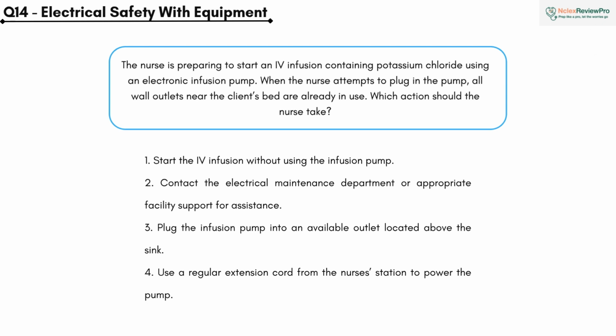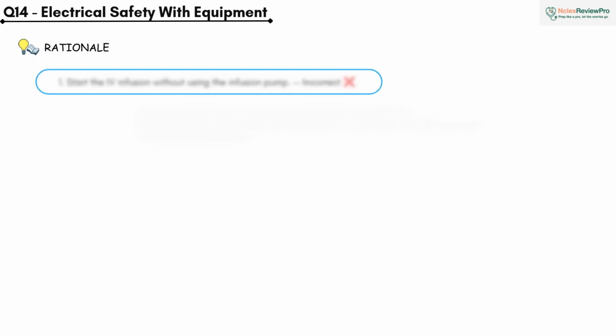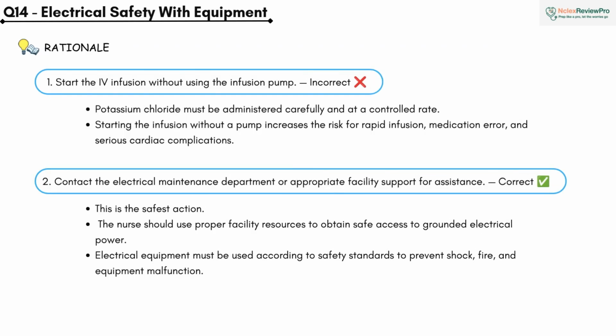All right, let's break this down. The correct answer is Option 2. Now, let's go through the reasoning. Option 1 says, start the IV infusion without using the infusion pump. This is incorrect. Potassium chloride must be administered carefully and at a controlled rate. Starting the infusion without a pump increases the risk for rapid infusion, medication error, and serious cardiac complications.